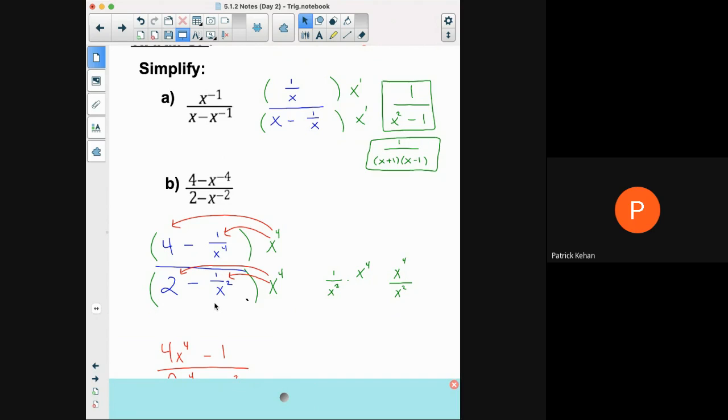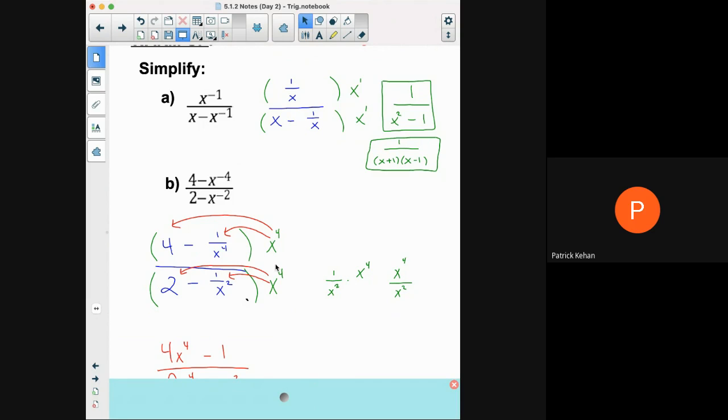So we're again looking for the least common multiple of all the denominators. So there's 4 of them. There's a 1 under 4, there's a 1 under 2. We have an x to the fourth and an x squared. So we need the least common multiple. So x squared is not it, because x to the fourth is not a multiple of x squared. But x to the fourth is a multiple of itself and a multiple of x squared. So that's our least common multiple.